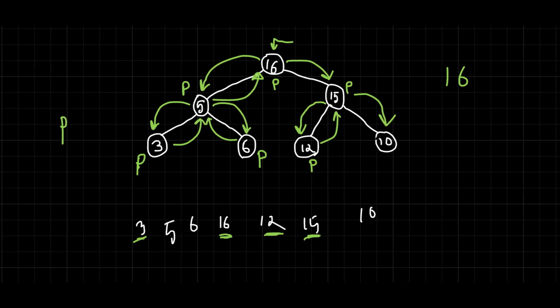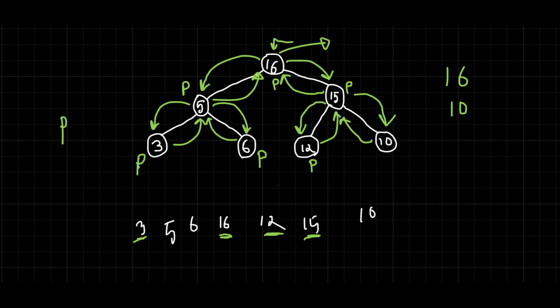Now here again it violates the condition. 10 should be greater than 15, but it is not. So 10 is the second missing element. So from 10, we will get back to the 15. From 15, we will get back to the 16. And from 16, we will return.